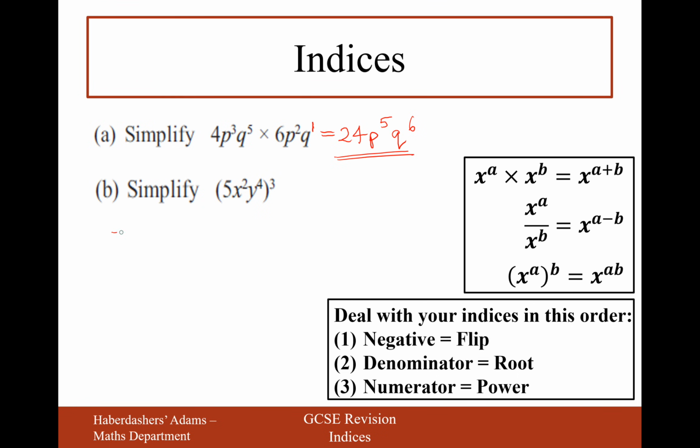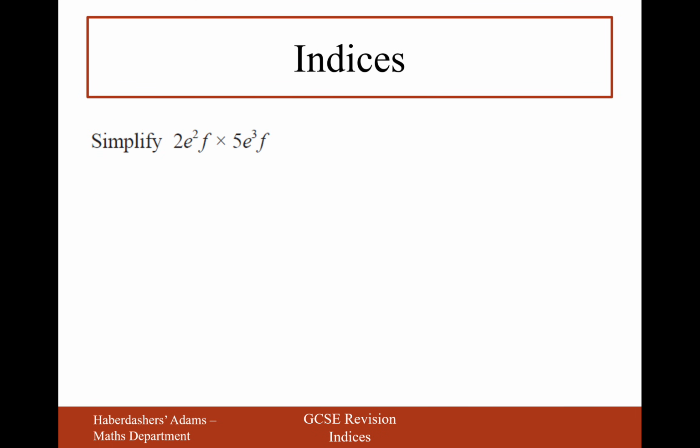And with this question here, you do the power as normal for the 5 at the front, so that would be 125. Then when you're doing a power of a power, you multiply your powers together, so it would be x to the 6 and y to the 12. So there we are, that's the answer for that one. Moving on to the next one, pause the video and give this one a go.